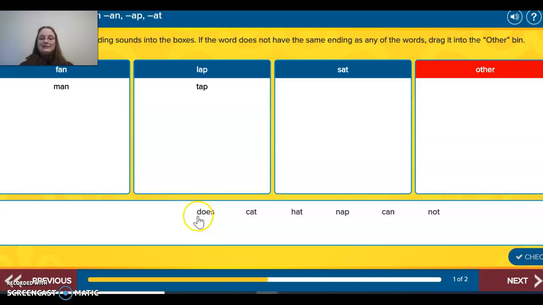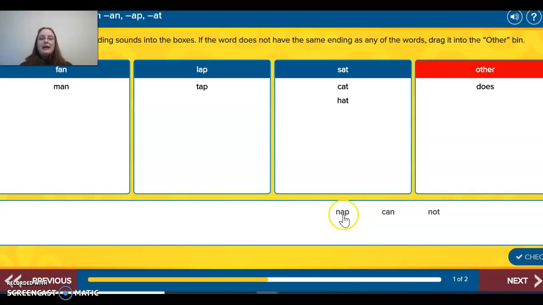Our next word is does. Now that doesn't even have an A in it, so we know that that's going to go in our other category. It doesn't belong to any of those word families. Cat. Does that rhyme with lap? No. Cat, sat. It does rhyme with sat, and it has AT at the end, so it must be part of the at family. What about hat? It rhymes with cat and sat, so it must be part of the at family too.